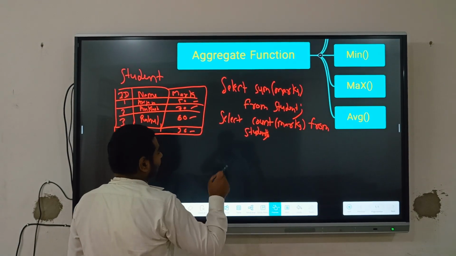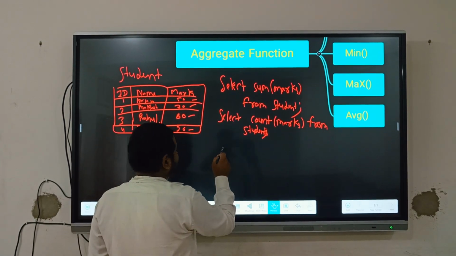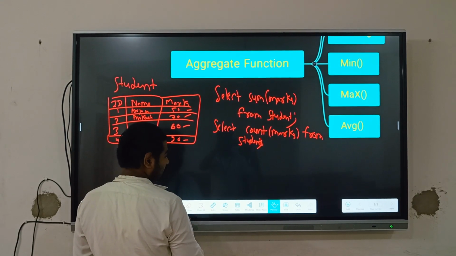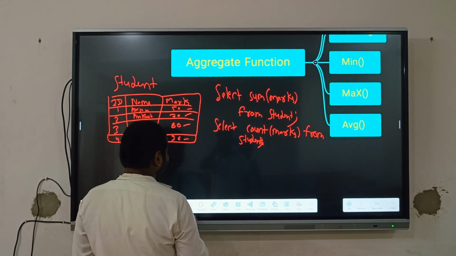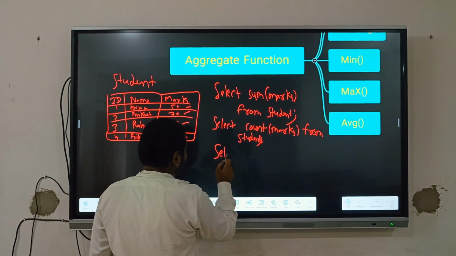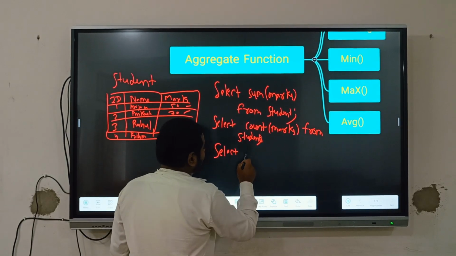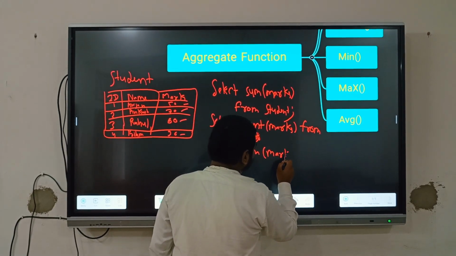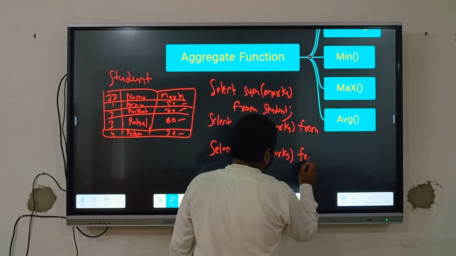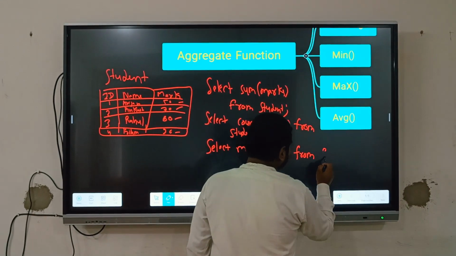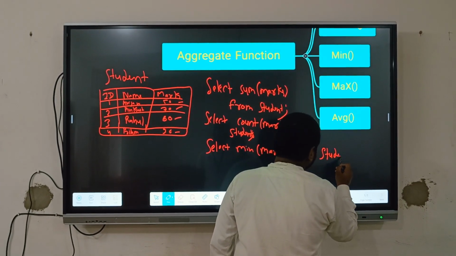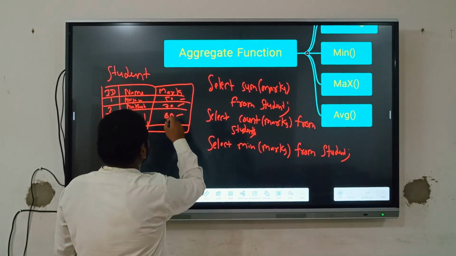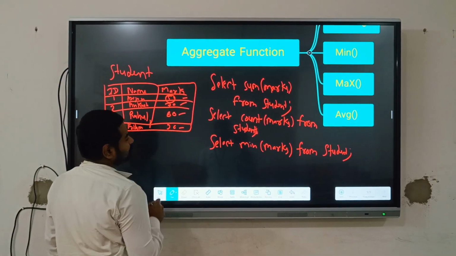Now we have to see the mean function. For this we have to write a query, that is select mean from the marks column and from the name of the table, that is student. So after executing this query, it will return the minimum value in the marks column, that is 50.